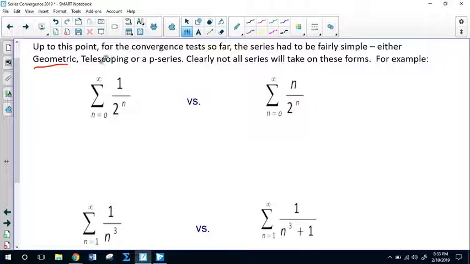As I said a few minutes ago, we've had some that you already learned or reviewed. We've got geometric series, telescoping series, and we talked about p-series. Not all functions are going to take on those forms, so we have to have other ways to handle them. For instance, this first one here would be a geometric series with a ratio less than 1, so you'd be able to say that this converges. But this is clearly not a geometric series.